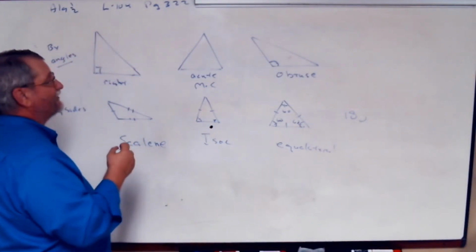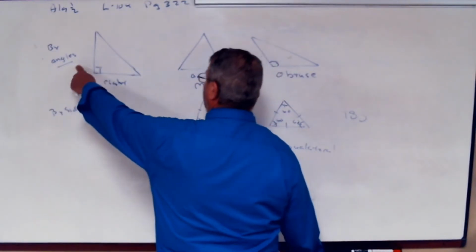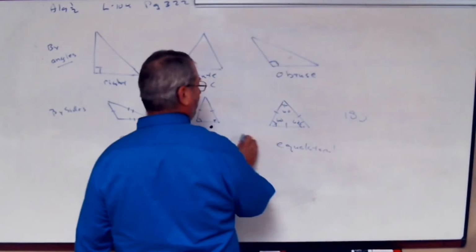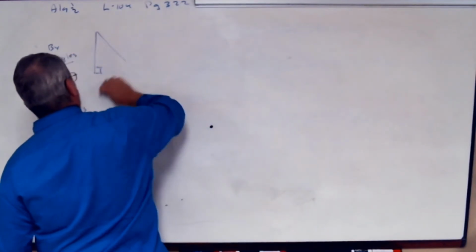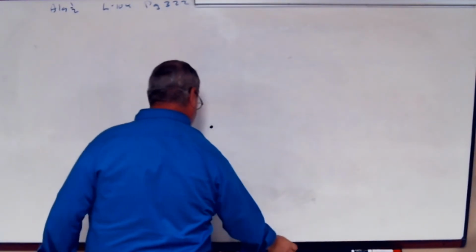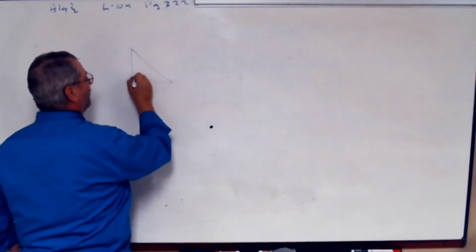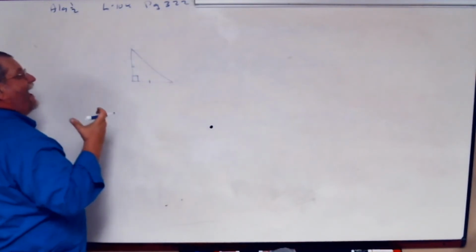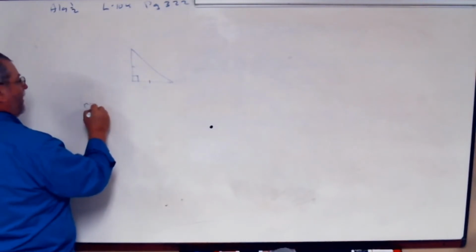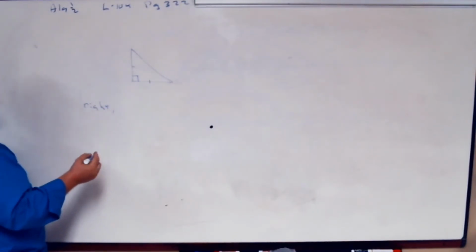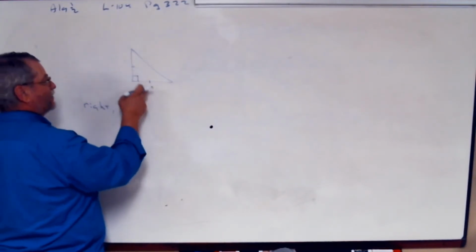So, if they ask you to classify a triangle two different ways, you do it by angles and by sides. Okay? Let's just look at some more stuff here. Please read the instructions and see what it is they want you to do. If I had this right here, by angles, what is this? It's right. And by sides, it's isosceles. This is a right isosceles triangle.